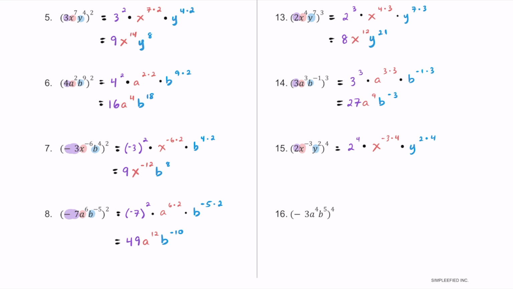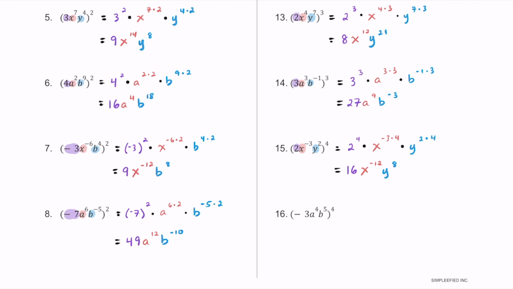Okay, so combining this all together, first we have this 2 to the 4th power, that's 2 times 2 times 2 times 2, that's going to be 16. And then for the x's exponents, negative 3 times 4 is negative 12, so we have times x to the negative 12th power. And then for y's exponents, we have 2 times 4 is 8, so it's going to be times y to the 8th power. So this would be the most simplified version.